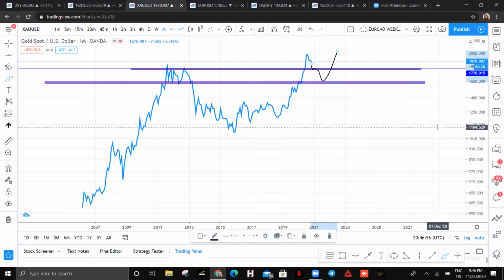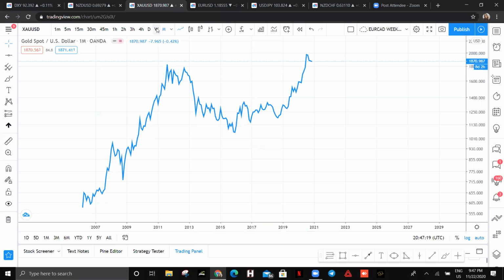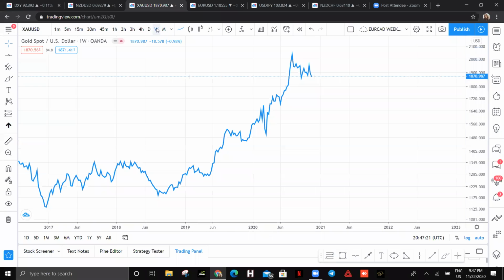If it breaks that 1,700, gold is coming down to 1,600 or 1,500. What is this level? Yes, 1,600 about thereabouts. That's where gold is going to get to. So these are the things that we need to look for when you're drawing your support and resistance zone. Now, this is for monthly. Let's see what's going to happen. We'll go to weekly and see what it's telling us.